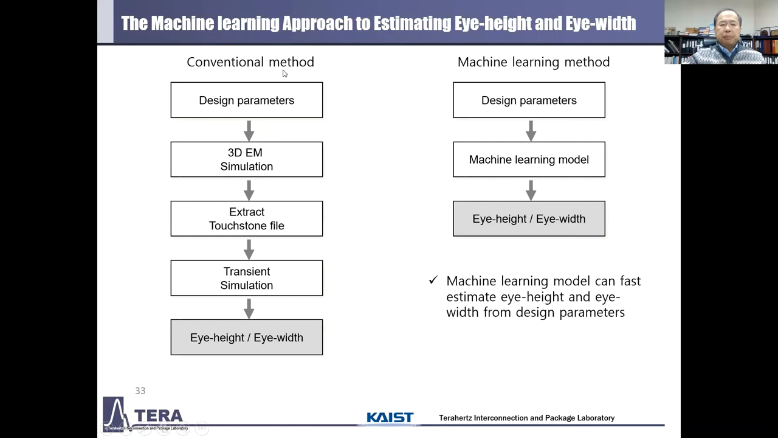The conventional method of eye height and eye width estimation is that we start with design parameters, then we do the 3D EM simulations, extract the Touchstone file, do the transient simulation, and finally obtain the eye height and eye width. In our approach, using the machine learning process, it is very simplified. We give design parameters and apply them to the machine learning model. Of course, we need some training process previously, and it simply estimates eye height and eye width. So my approach is: what about applying the machine learning method for our signal integrity simulation and analysis?